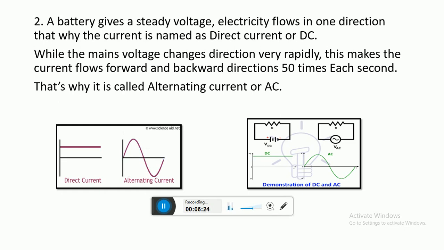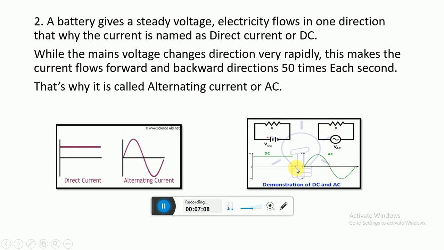While when we use the mains voltage source, I mean the electricity that comes at our home, that actually changes its direction rapidly. Current moves in one way, in a clockwise direction, and after some time it moves in an anti-clockwise direction. This movement of the current from one way to another is 50 times each second. It's very fast. In each second it goes clockwise 50 times and anti-clockwise 50 times.